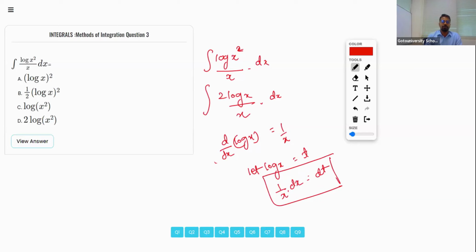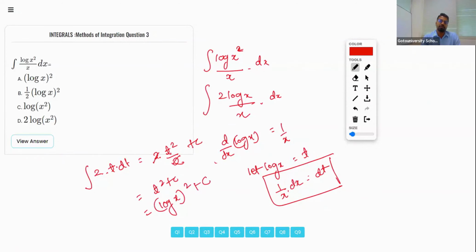Now my question becomes 2 times t dt. Now let t be as it is. It becomes t square by 2. So 2 cancels, and we end up with plus c. What is t square now? t is nothing but logarithm. It simply becomes logarithm of x whole square plus c. So it is not logarithm of x square, it is logarithm of x whole square. Which option is it? That is option A.